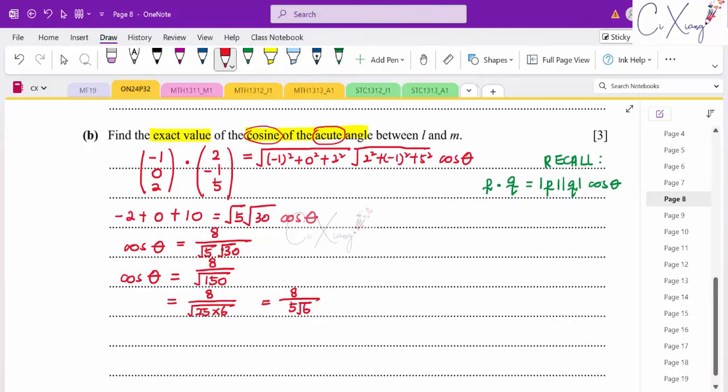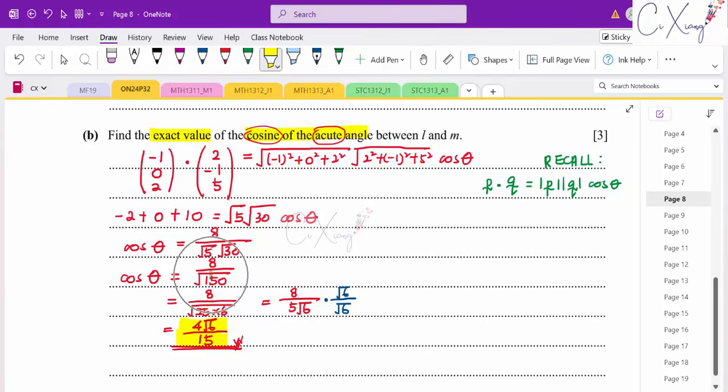Then again, I don't like to have any surd in the denominator, so I need to rationalize it. To rationalize it, I just multiply by square root 6 and also divide by square root 6. Then after I simplify, I will get 4 square root 6. So you're having 6 already divided by 8 become a 3, so you're having 15 here. Alright, so the answer should be 4 square root 6 over 15. This is the answer where I try to rationalize it until there's no surd in the denominator.